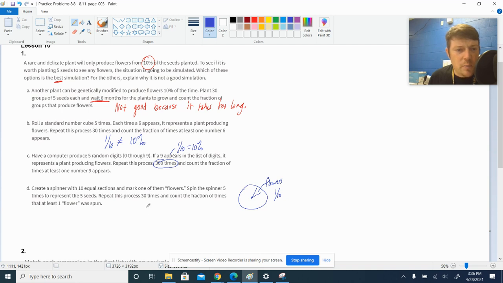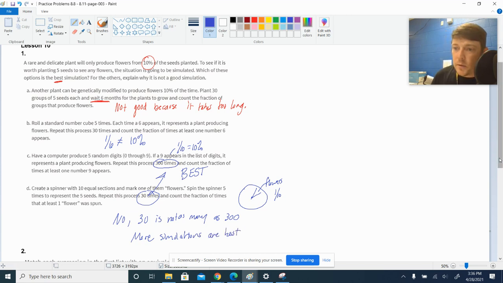The only difference is what would be best: to do it 30 times or 300 times. And I know it seems like a lot of work, but I think C would be the best because we've learned that the more times you do it, the better. The only reason I'm saying no to D is because 30 is not as many as 300. More simulations are best. That's the only reason I don't like that one. I like the design, though. The spinner, that's always clever.